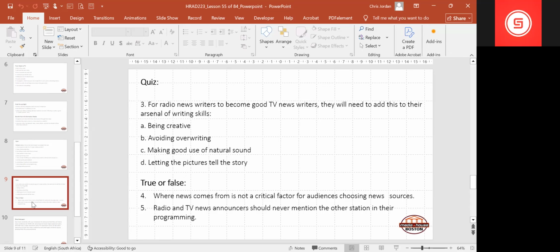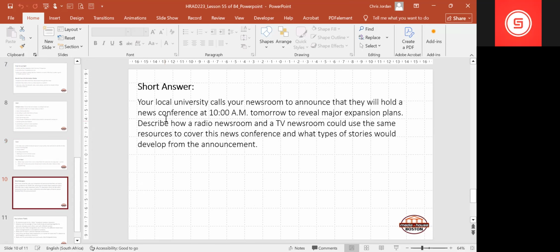True or false? Where news comes from is not a critical factor for audiences choosing news sources. Five, radio and TV news announcers should never mention the other station in their programming. Right. This is a short answer. Your local university calls your newsroom to announce that they will hold a news conference at 10 a.m. tomorrow to reveal major expansion plans. That's happening tomorrow. Sorry, I read that with the wrong emphasis on certain words, right?